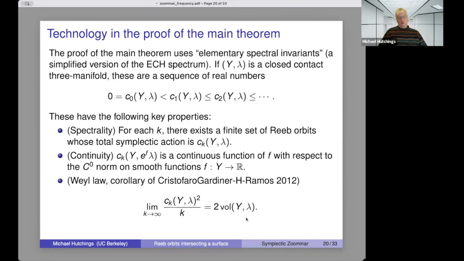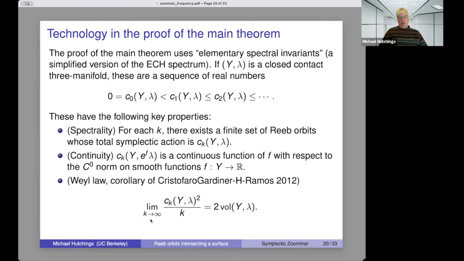And so in a joint paper with Dan Christopher Gardner and Vinicius Ramos, we proved a Weyl law for the original ECH spectrum. And then there's a relation between the original ECH spectrum and these new spectral invariants. And you can use it to deduce this Weyl law for the elementary invariants.